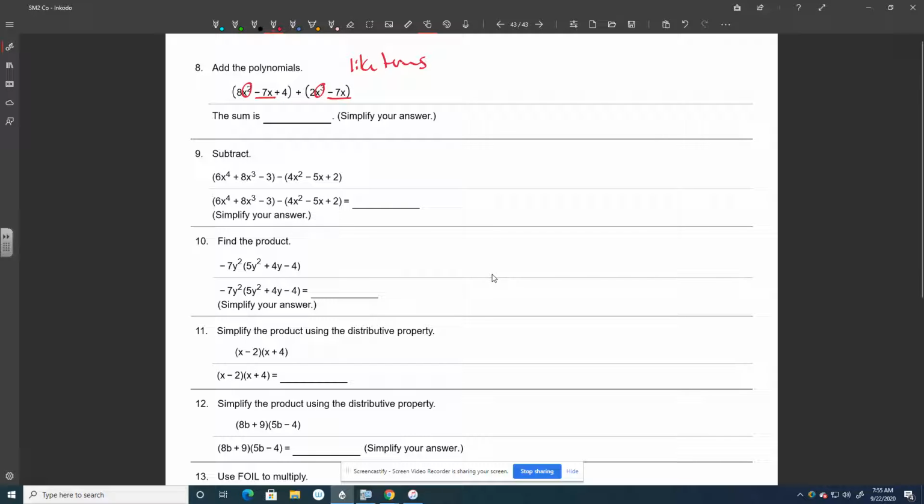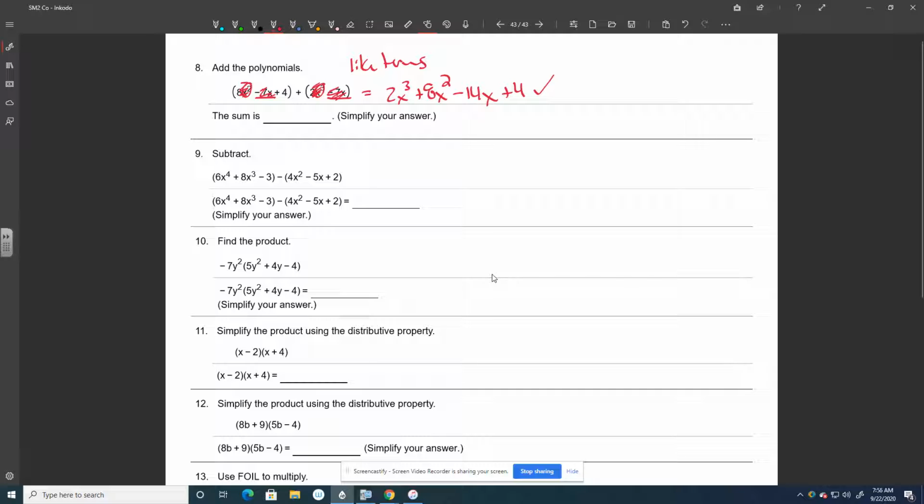In this case, there's only one x cubed. So I'm going to get 2x cubed. So that goes away. There's only one x squared. So I get 8x squared. I've got -7x's plus another -7x's. That's -14x's. And then I have a +4 left over. So that would be my final answer.